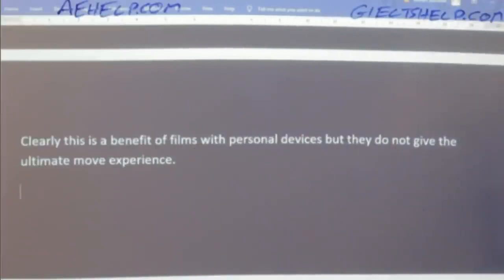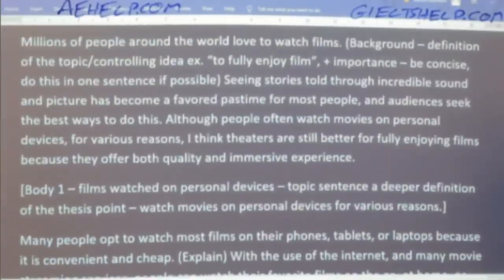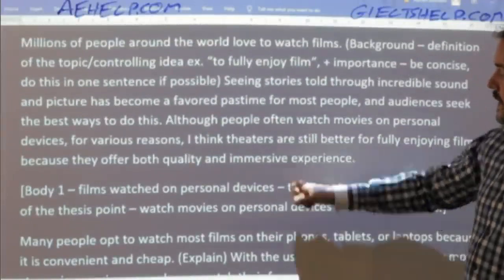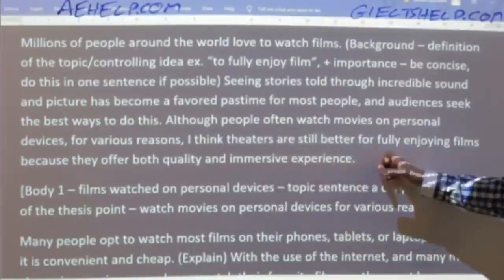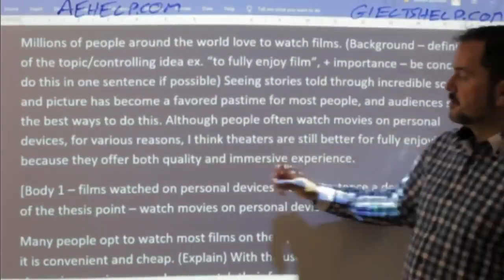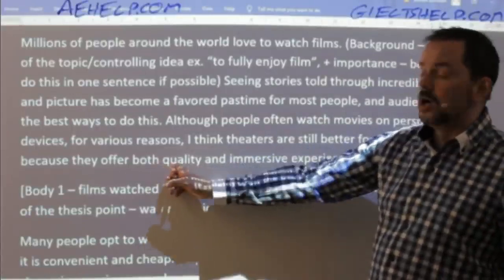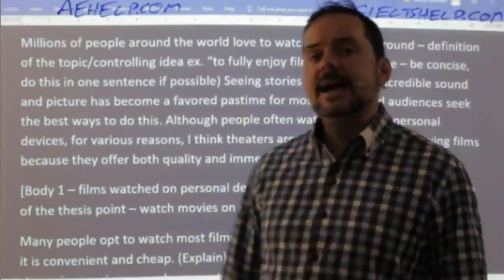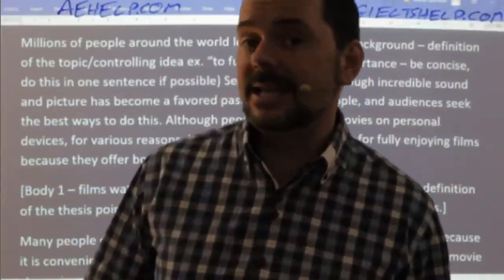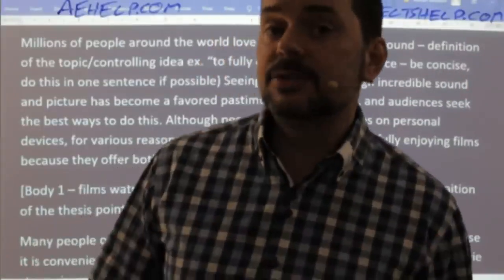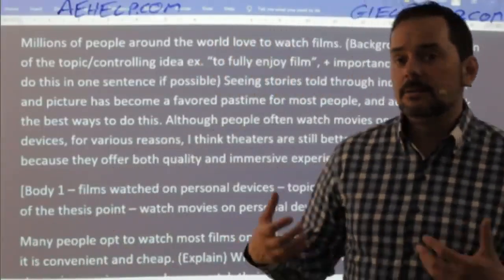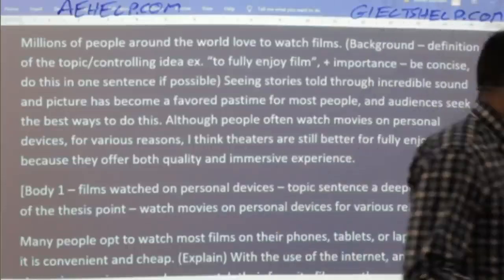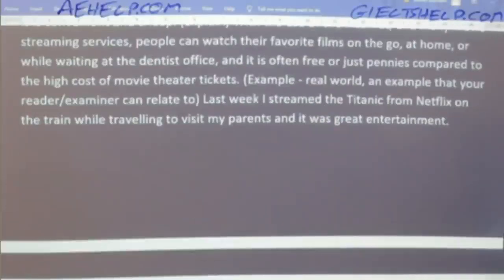Okay, so body two, according to my introduction, will be fully enjoying films because they offer better quality. Okay, so now you have to write a topic sentence that describes better quality in movie theaters. Okay, so what does that mean for you? Okay, right? So again, body two, same idea as body one. Start with a topic sentence.